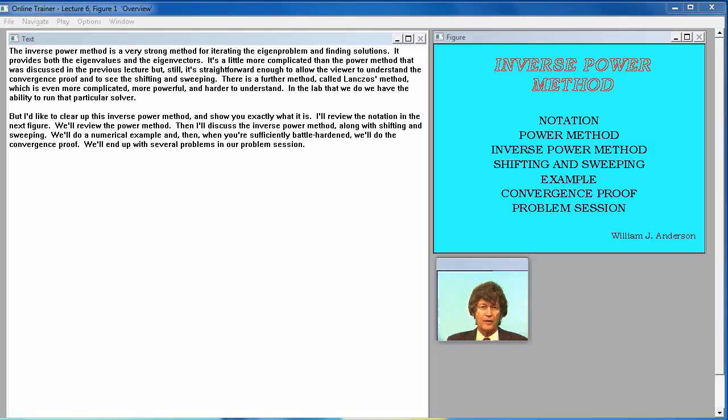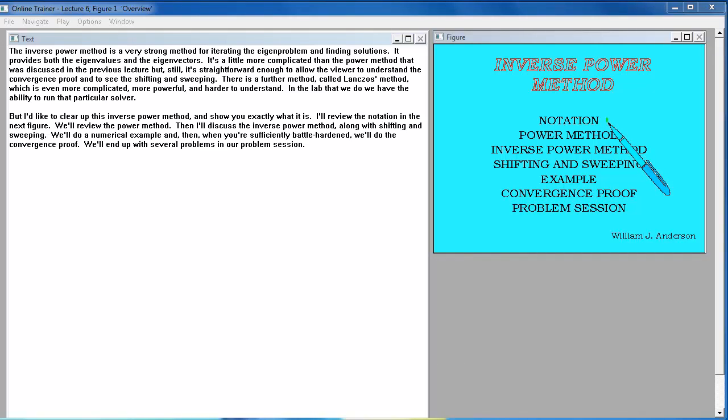There is a further method called Lanczos method, which is even more complicated, more powerful, and harder to understand. And in the lab that we do, we have the ability to run that particular solver. But I like to clear up this inverse power method and show you exactly what it is.